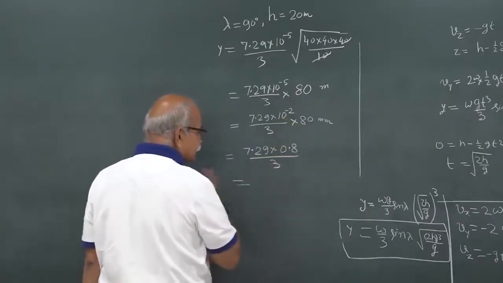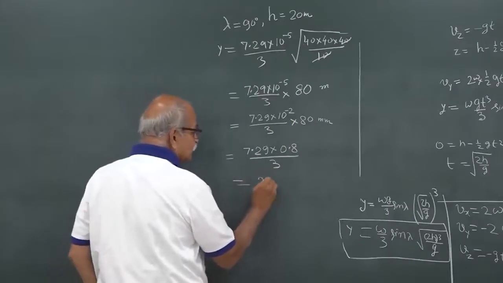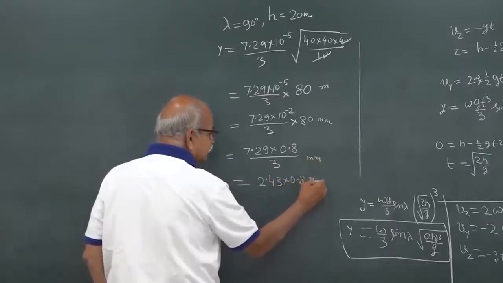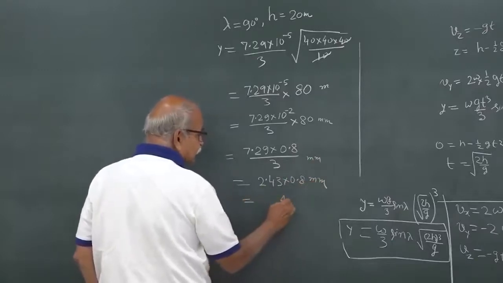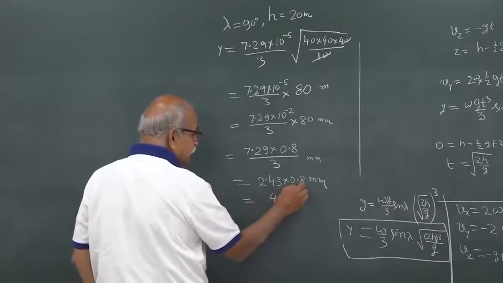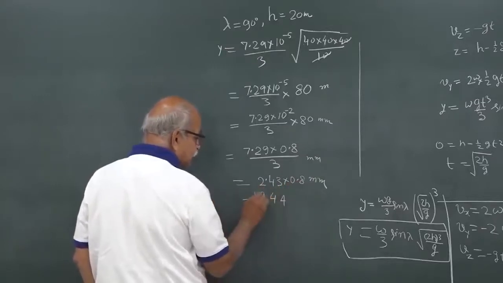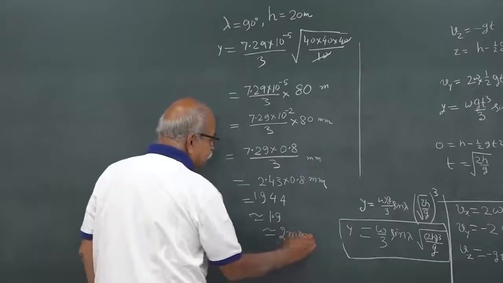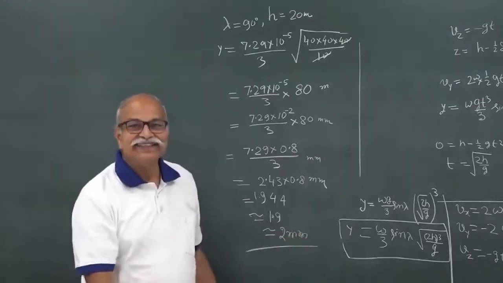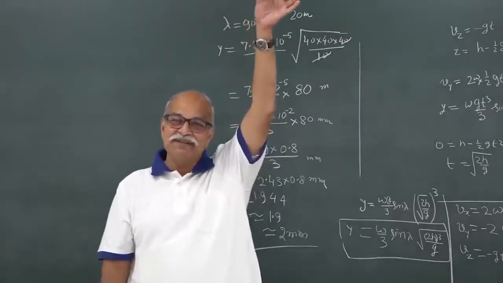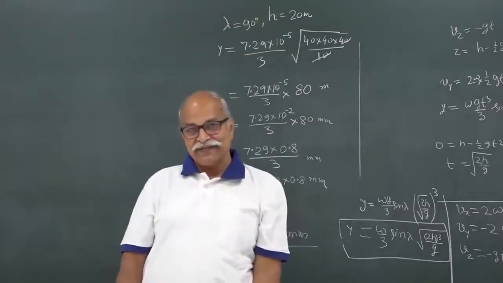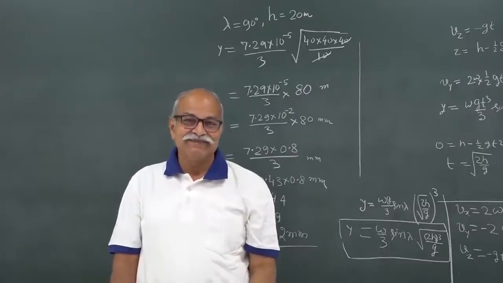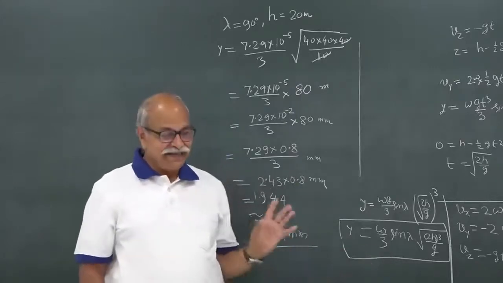How much is this? Something like 1.9 or 2 millimeters; let us say 2 millimeters. So that is the order. If you drop something from 20 meters and it falls through those 20 meters, there will be 2 millimeter deflection towards east when it reaches the ground. So that is the kind of effect.